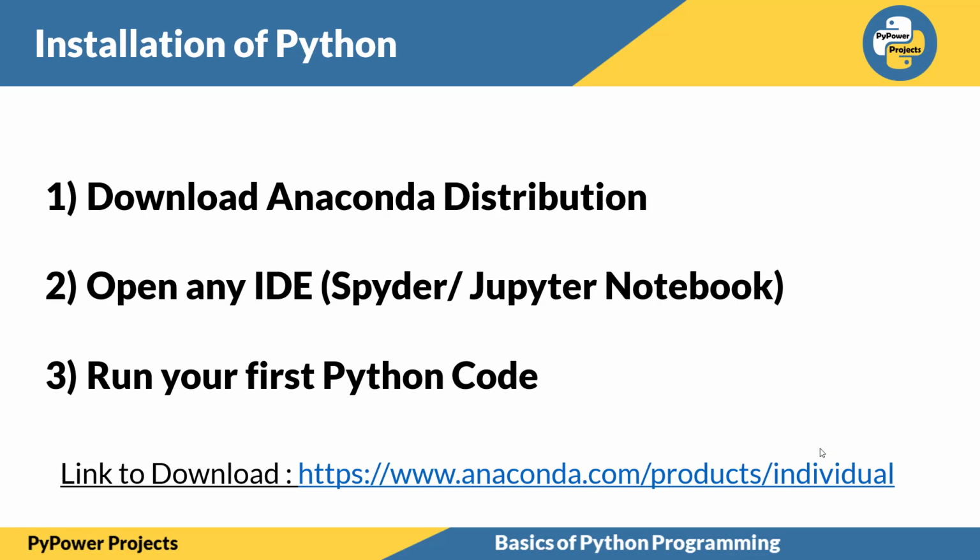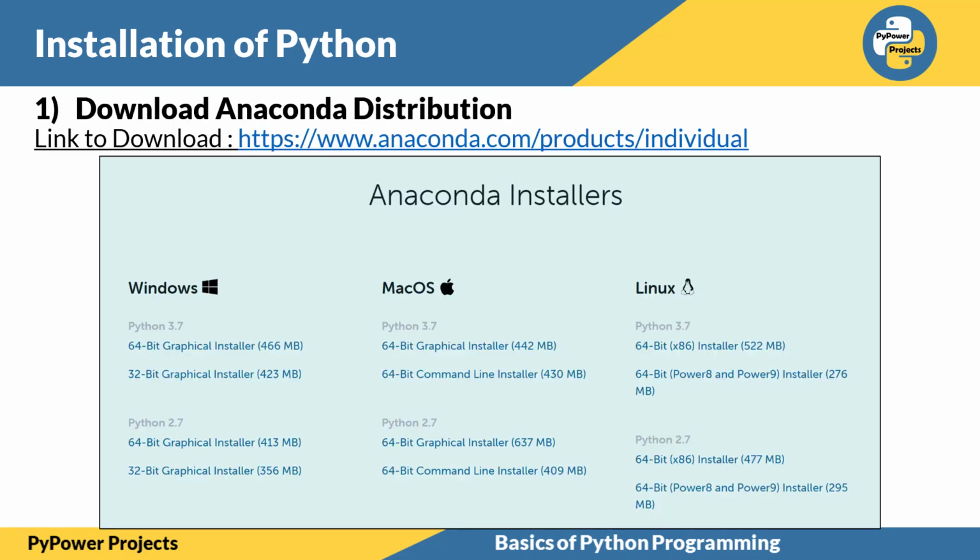Installation of Python. You just need to download the Anaconda distribution. There is a link we have provided here. You just need to click on the link, open your IDE, launch Spyder or Jupyter Notebook, and you can get ready for your first Python code. After you install it completely on your system, the screenshot would be like this. You can go for Mac OS, Windows, or Linux platform, and then you will go further.